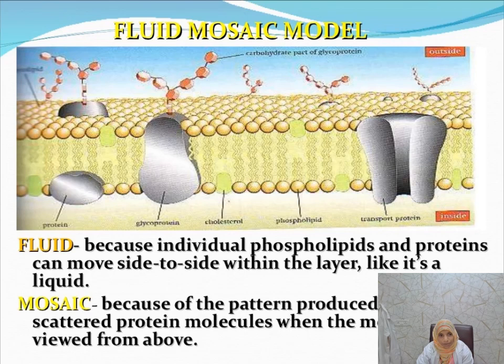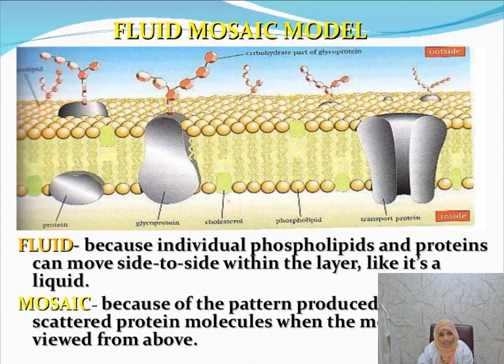Now, what is the meaning of fluid? What is the meaning of mosaic? Fluid means the presentation of phospholipids and the proteins, because they can move from side to side. Yellow color ones are the phospholipids and this gray color ones are the protein. It's like a liquid. So the fluidity of the cell membrane is because of the presence of the phospholipid and protein. I can put it this way.